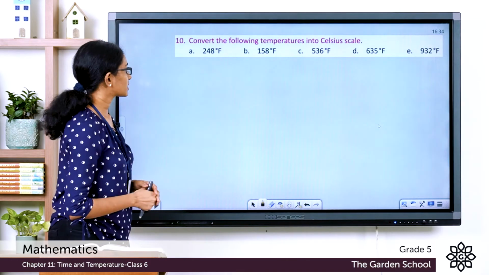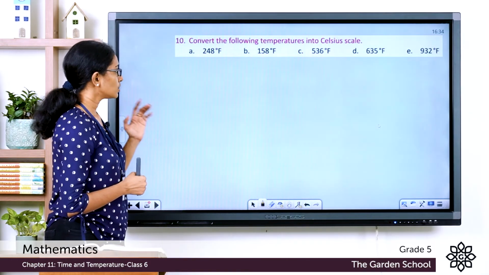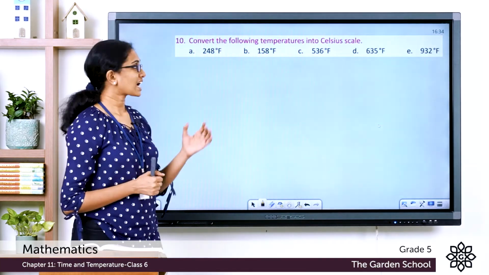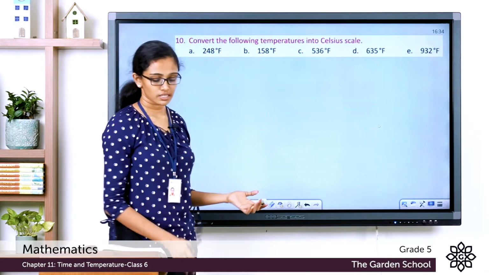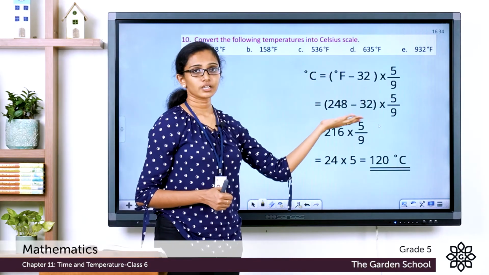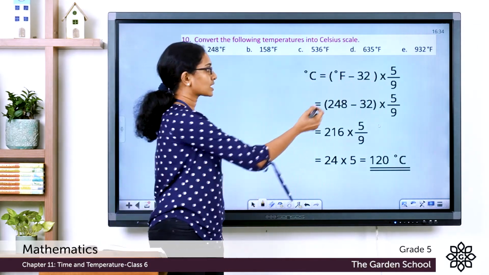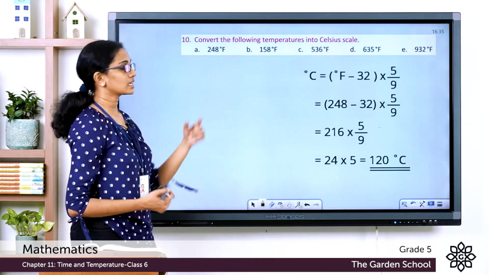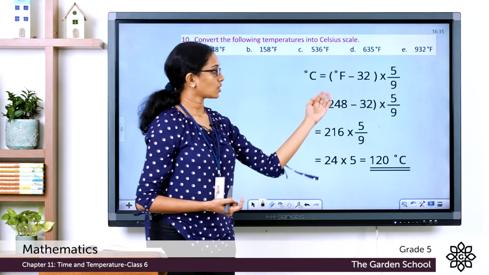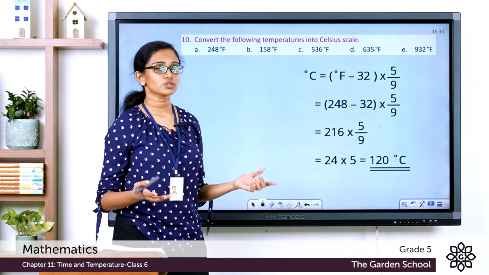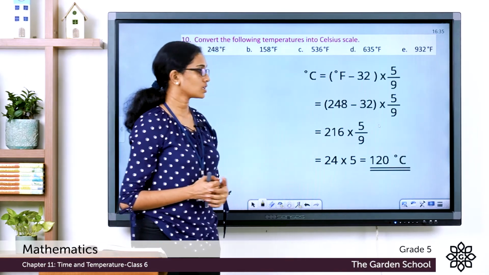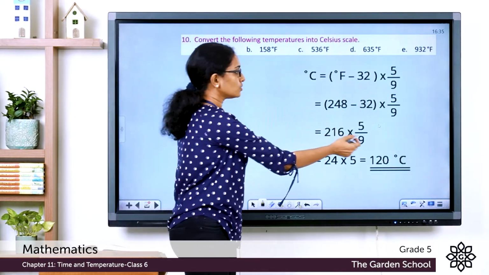Now the next one, question number 10, convert the following temperatures into Celsius scale. The first one, 248 degree Fahrenheit. So to convert from Fahrenheit into Celsius, what is the formula? Degree Celsius is equal to degree Fahrenheit minus 32 into 5/9. So the temperature in Fahrenheit here is 248 degree Fahrenheit. Substituting that here, we have 248 minus 32, the whole thing into 5/9. We always do the calculations given within the brackets first. So 248 minus 32 is equal to 216 into this 5/9.